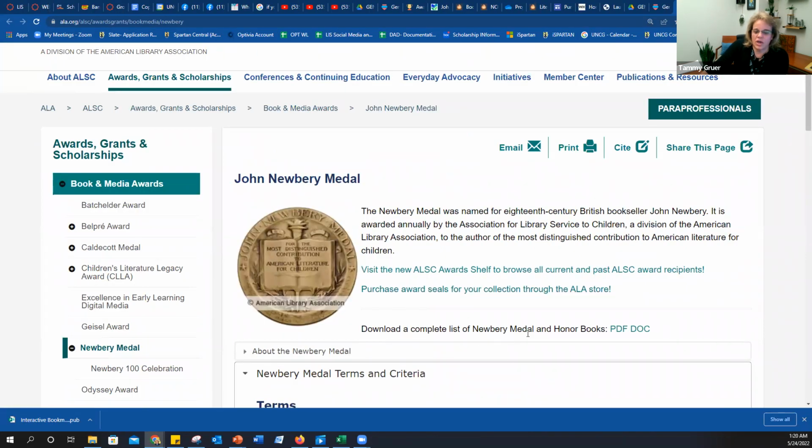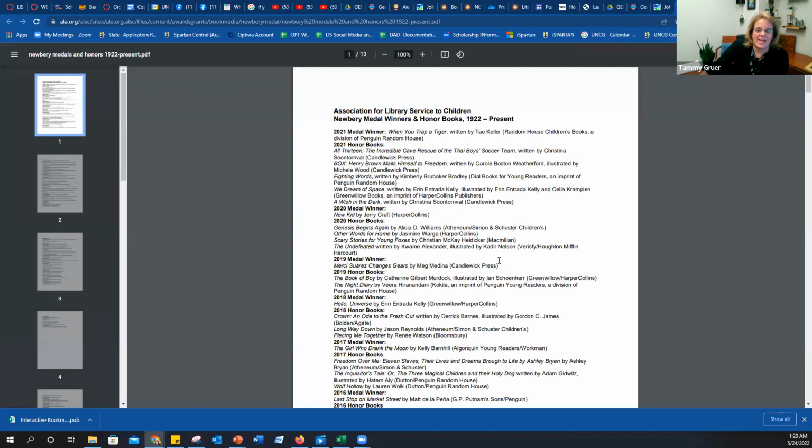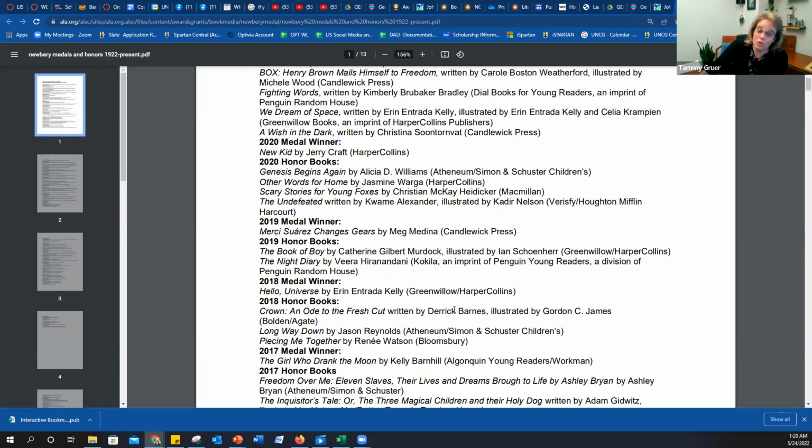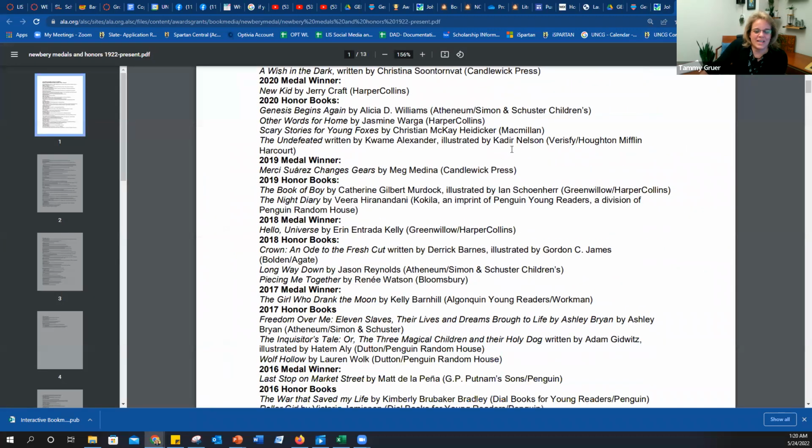Complete list of Newbery medal and honor books, right? So I'm going to go to this PDF, and I really think it's fun to go in and see what book won the Newbery the year you were born. So again, from that link I've sent to you, there's a download a complete list. They kind of changed it. It used to be just a link on the side. You saw me looking for that. But now you can download a list.